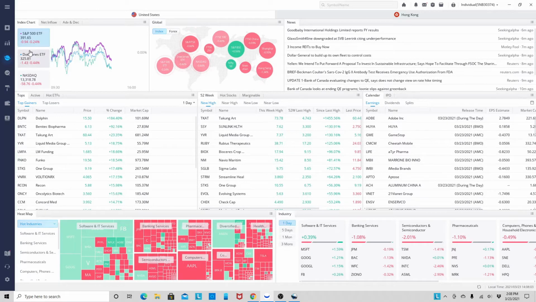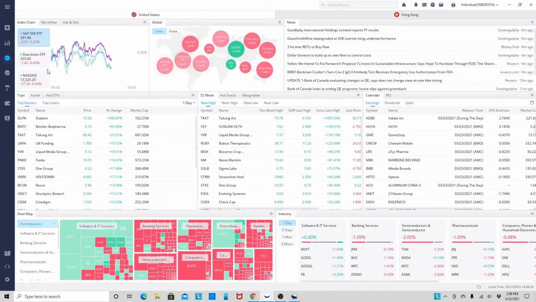Okay, so let's get into the market today. It's a pretty flat day. The S&P is down 0.23% on the day, and the Dow Jones is down 0.43%. The NASDAQ is also down 0.43%.